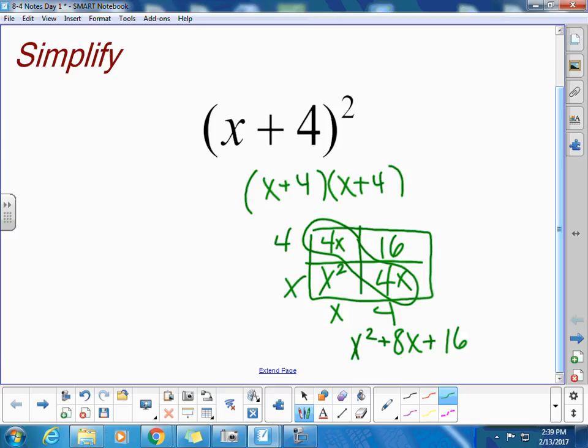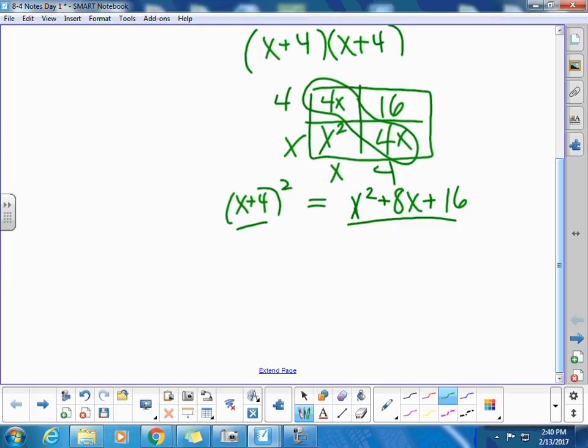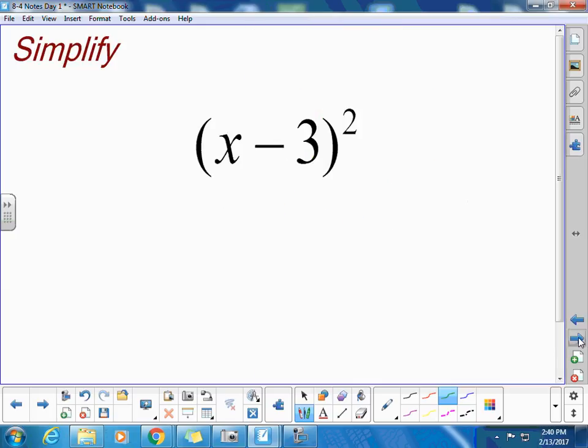Now let's take a minute to look at those numbers compared to what we started with. So we had x plus 4 squared equals that. I'm just going to say that, and we're going to start looking for a pattern when we square things. I want you to remember thinking about the numbers that are in these. So let's try another one.